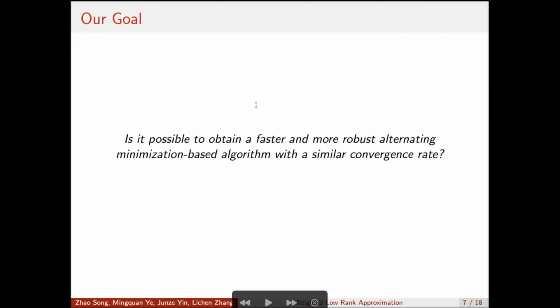And our goal is to study the question: is it possible to obtain a faster and more robust alternating minimization-based algorithm with a similar convergence rate? In this work, we give a positive answer to this question.